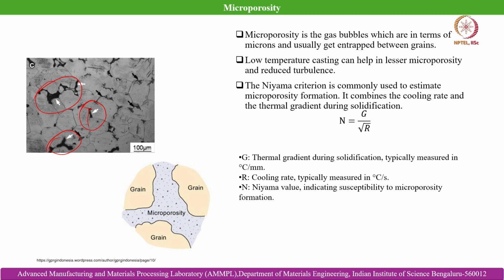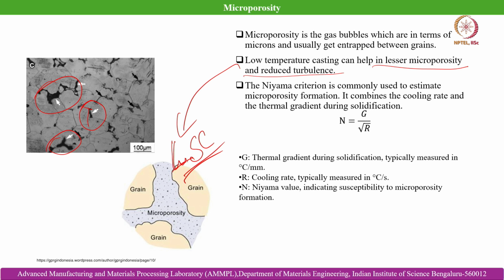Low temperature casting can help in lesser microporosity and reduce turbulence. That is also why we are advocating low superheat casting, LSC, which is also being developed within the scope of our research group. The students and the audience are welcome to look at our papers in that direction.